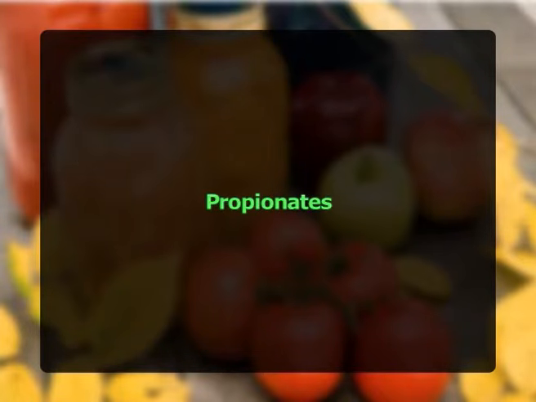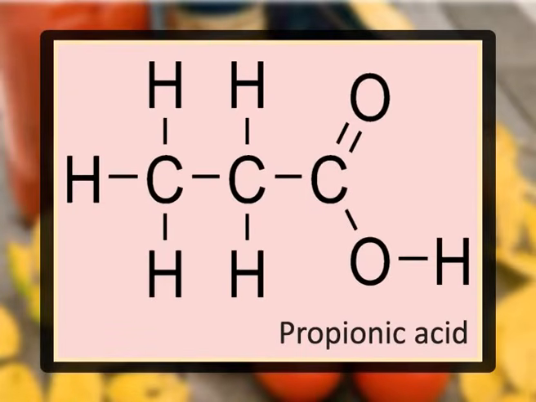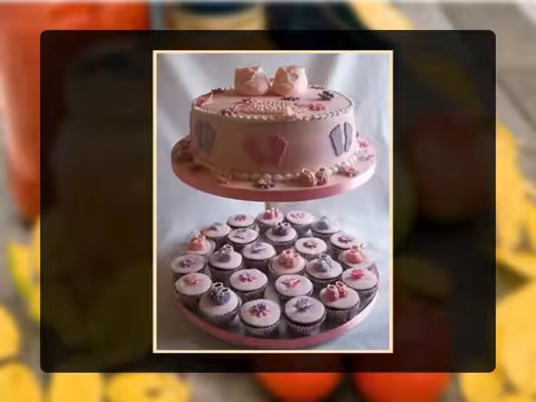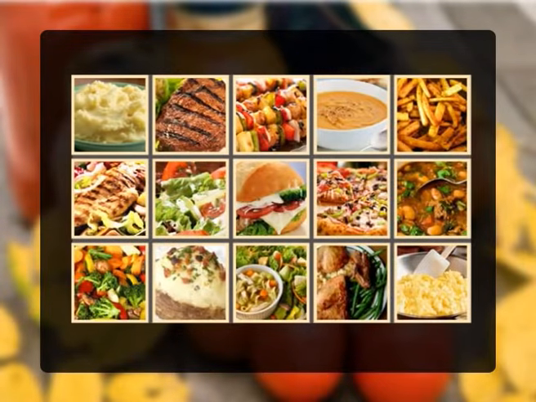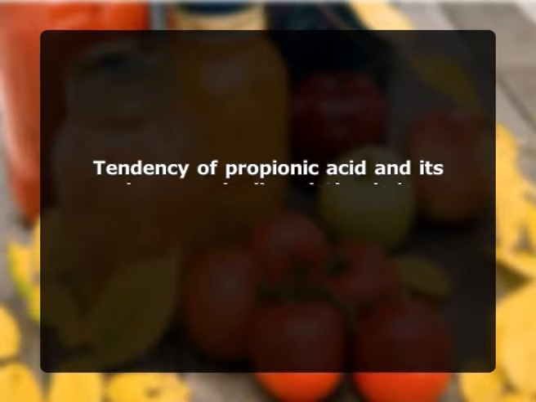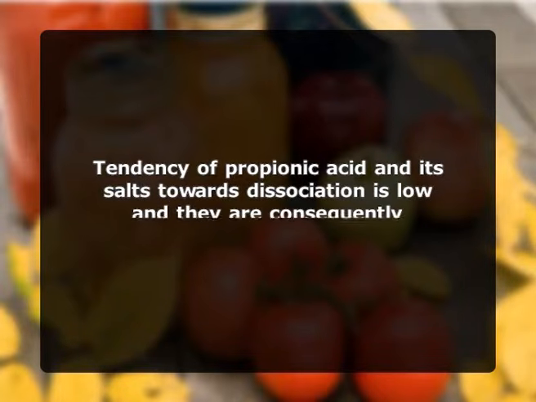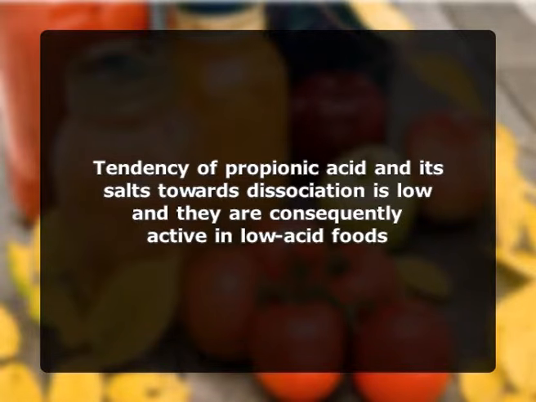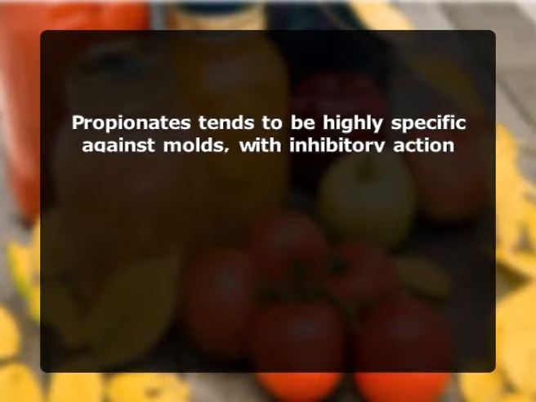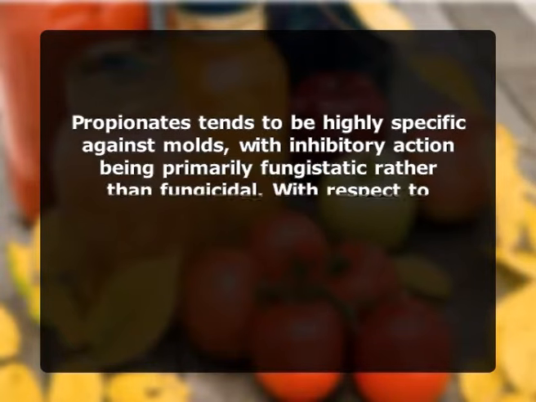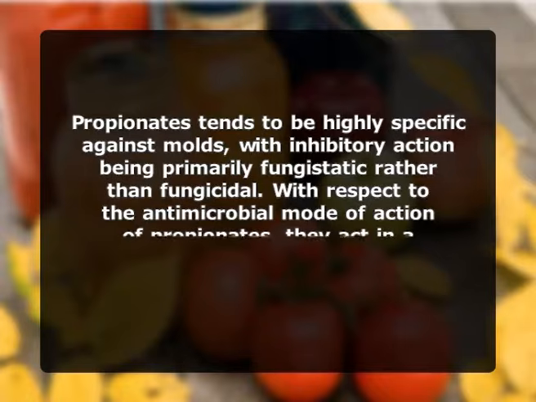Moving on, the propionates. Propionic acid is a 3-carbon organic acid with the structure CH3CH2COOH. The acid and its calcium and sodium salts are permitted in breads, cakes, certain cheeses, and other foods, primarily as a mold inhibitor. The tendency of propionic acid and its salts towards dissociation is very low, and they are consequently active in low acid foods. They tend to be highly specific against molds, with the inhibitory action being primarily fungistatic rather than fungicidal.